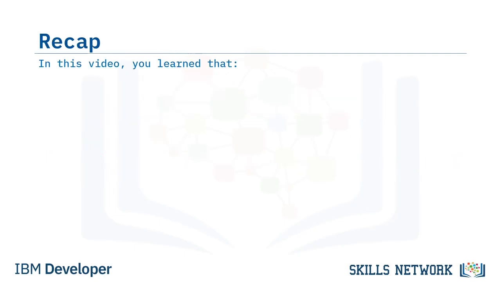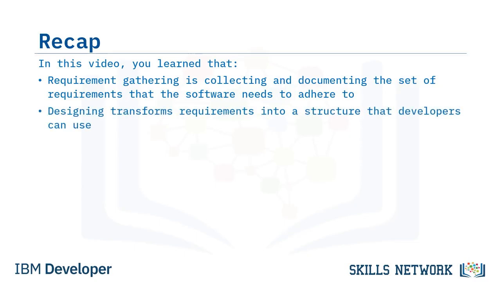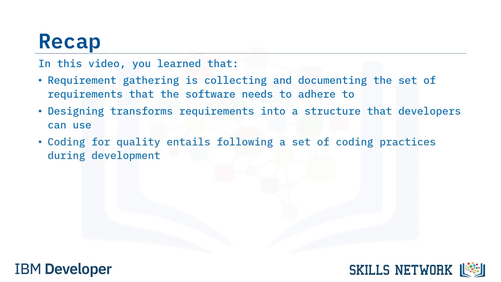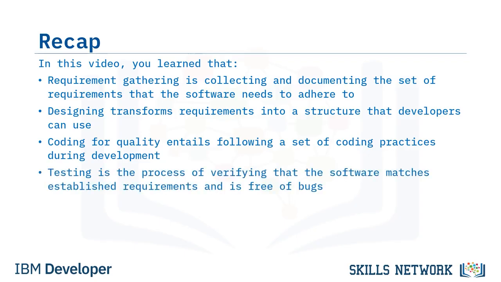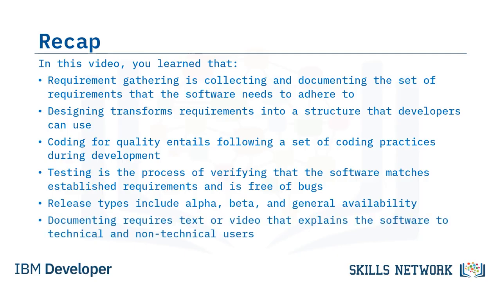In this video, you learned that requirement gathering is collecting and documenting the set of requirements that the software needs to adhere to. Designing transforms requirements into a structure that developers can use. Coding for quality entails following a set of coding practices during development. Testing is the process of verifying that the software matches established requirements and is free of bugs. There are 3 types of releases, including alpha, beta, and general availability. And finally, documenting requires text or video that explains the software to technical and non-technical users.